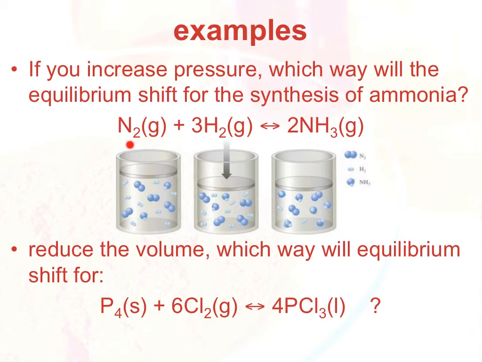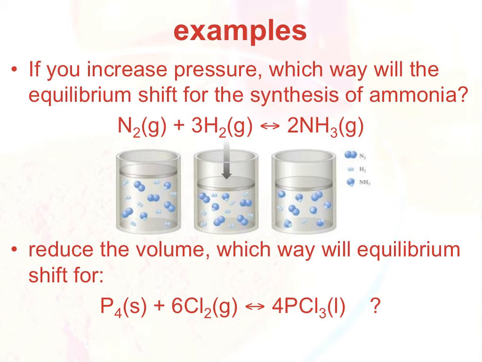So in this case, I have 4 equivalents of gaseous reactants, and on this side I have 2 equivalents of gaseous product. So the side with fewer gaseous molecules is actually the product side. So increasing the pressure is going to increase the synthesis of ammonia. You'll get more product if you increase the pressure of this reaction.